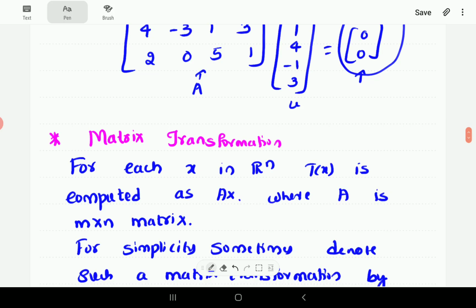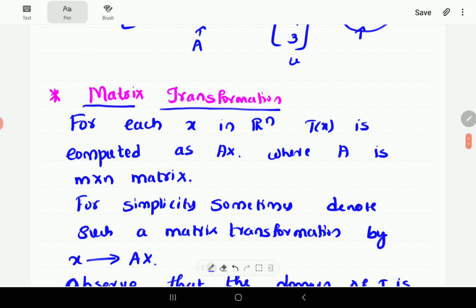Now we have to understand what is a matrix transformation. Here, for each x in Rn, T of x is computed as A times x. We write T of x as A x, where A is an m cross n matrix.